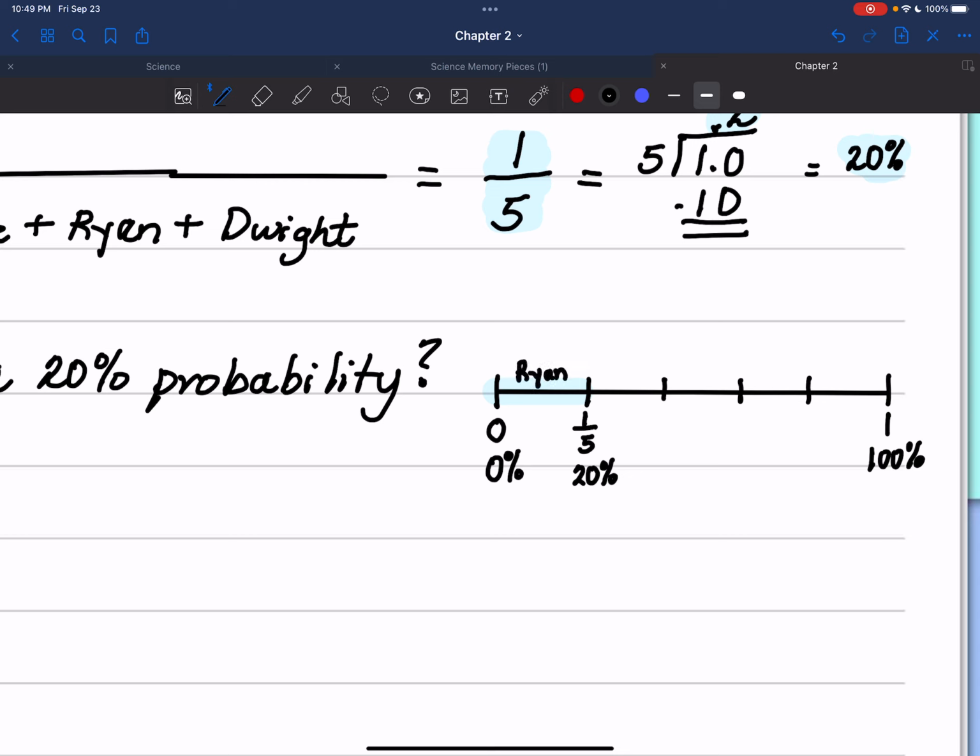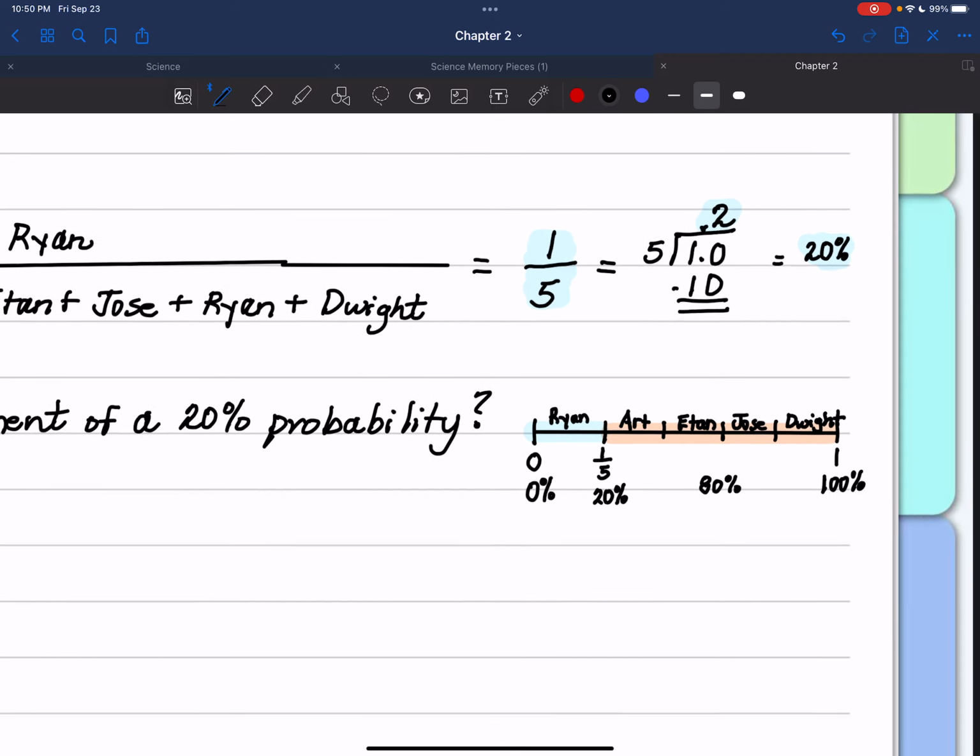The complement of 20%, you might have guessed it, is all of this. 100 take away 20% is 80%. Because this is going to be made up of Art, Eaton, Jose, and Dwight. There are 4 out of 5 chances that Ryan will not win.